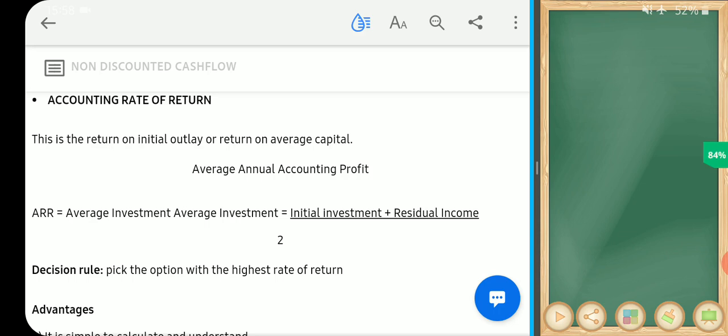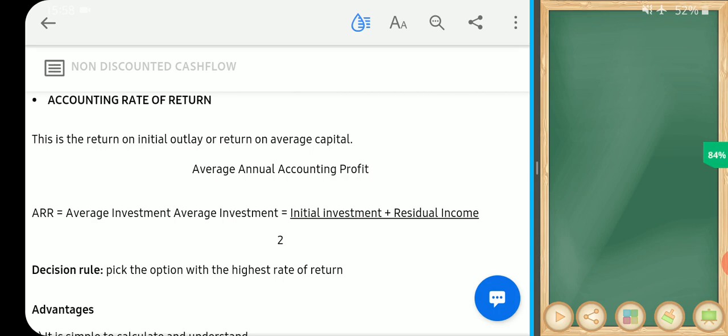Okay, now what is the decision rule? After you've calculated the accounting rate of return, what decision will you make as an investment appraiser? What decision will you tell the manager to take concerning that particular investment? Now, you always take the investment that has the highest accounting rate of return.